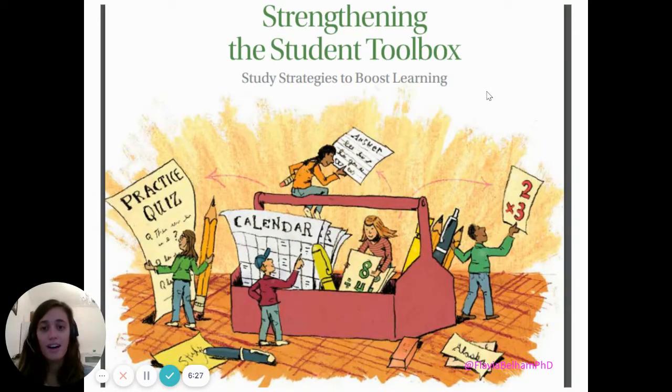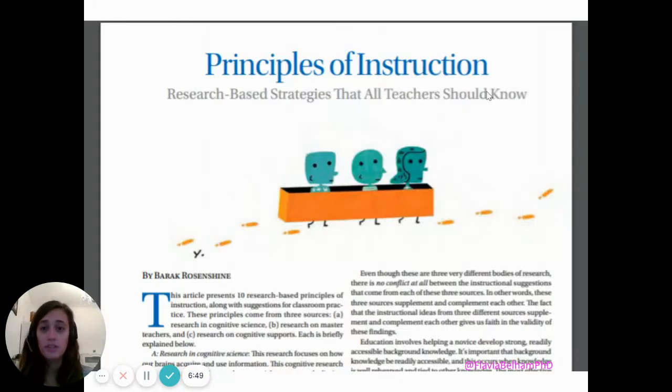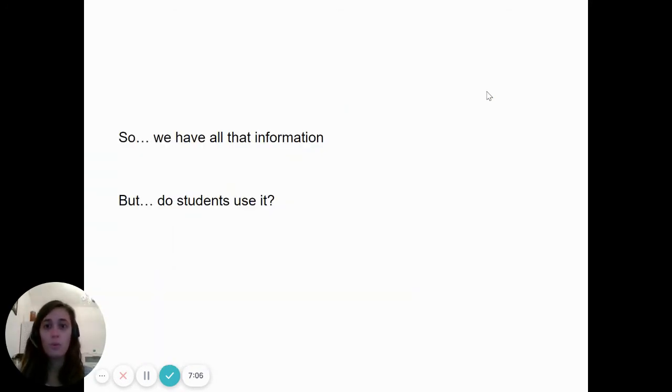So this is one of the articles that I mentioned that have other strategies. These are the 4 that I think are the most important ones, but there are others. If you just Google strengthening the student toolbox, you're going to find that PDF. It's really great. It shows, I think, 10 strategies based on how much research there is about each of them. And then principles of instruction. Also, if you look for that on Google, you'll find it's published in the same journal, the same magazine. And you can also find 10 principles that really help your teaching and help their learning, all based on research and evidence.